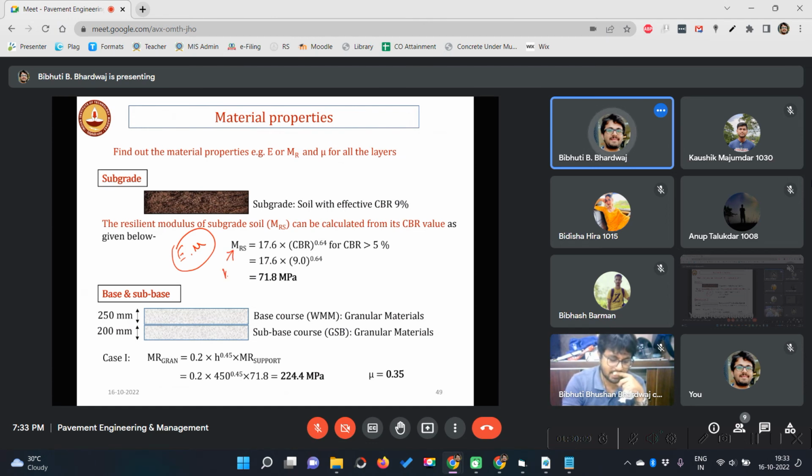This MRS is basically elastic modulus. So for subgrade, since it is 9% CBR, we use this formula, we found out this. For base and subbase, we use this value, okay, here, and thickness of both two layers combined, 450, we put it here. So these are empirical formulas, so you have to also know which unit to use. You cannot write 45 centimeter here, you will not get the result, so you need to write in mm. So if you open the code or open this PPT, you will understand which unit to use.